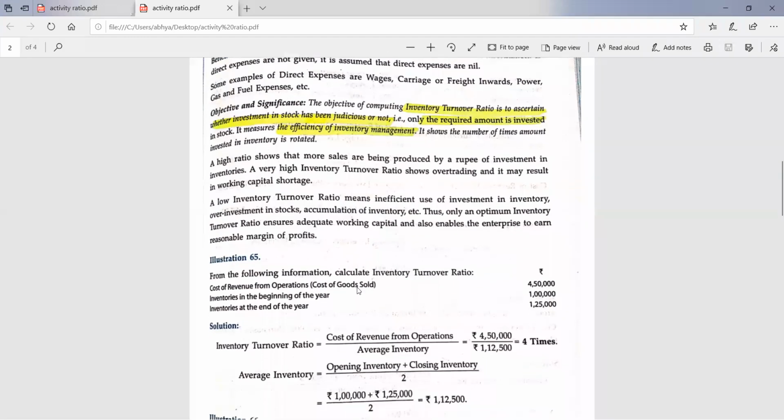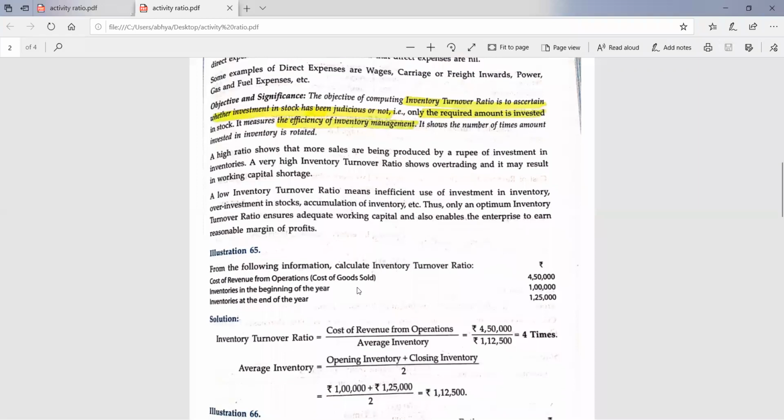Yes, Shubhangi is asking, is it possible that in some questions we have to calculate the inventories as well? Yes. Only one inventory may be given, like closing stock is given as 60,000 and it will be written that opening stock will be 1/3.